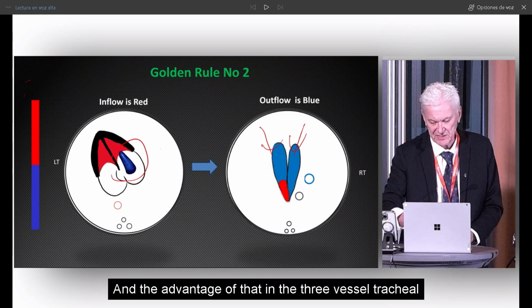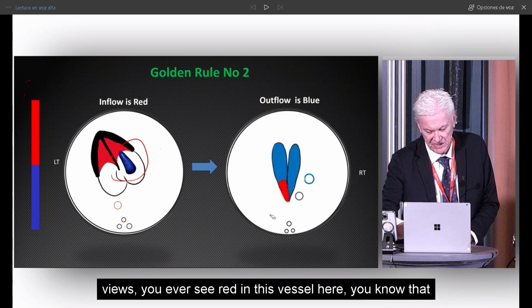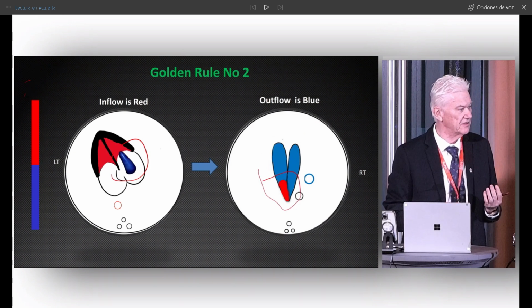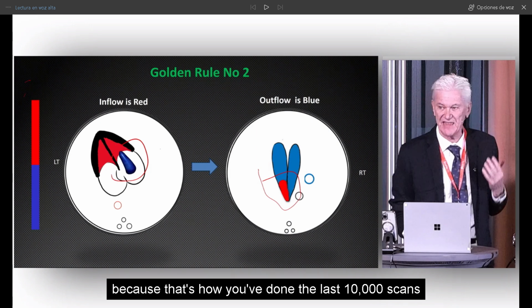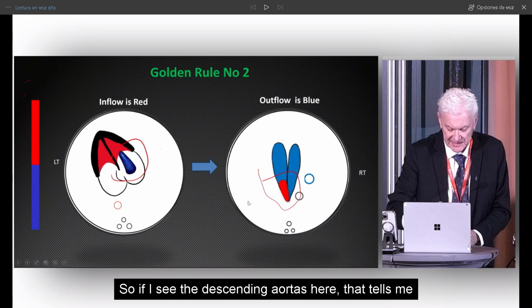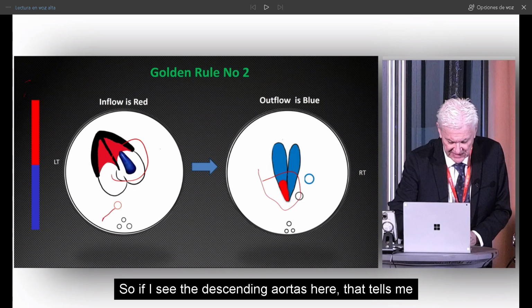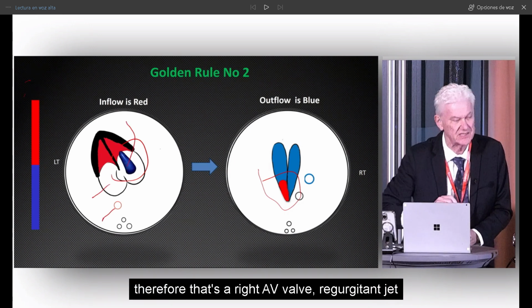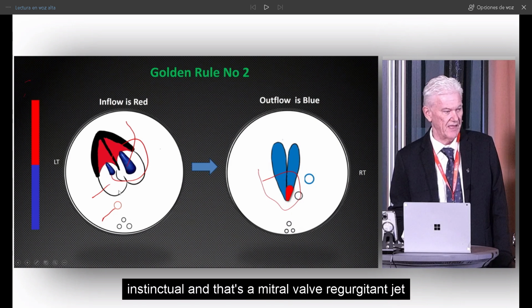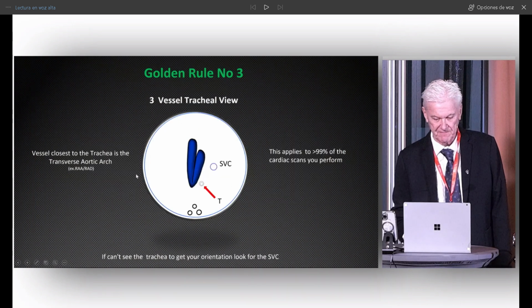And the advantage of that in the three-vessel tracheal view is if you ever see red in this vessel here, you know that that's reversal of flow, because that's how you've done the last 10,000 scans or last 1,000 scans. So if I see the descending aorta is here, that tells me that's the left atrium, and therefore that's a right AV valve regurgitant jet, instinctual, and that's a mitral valve regurgitant jet.